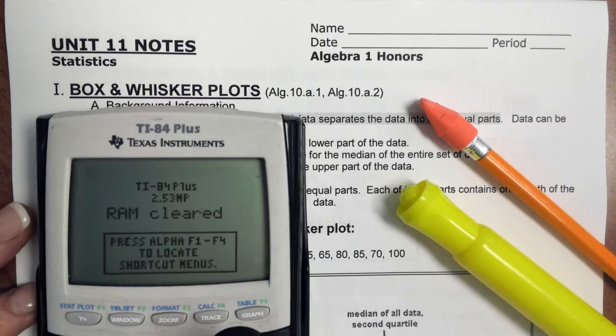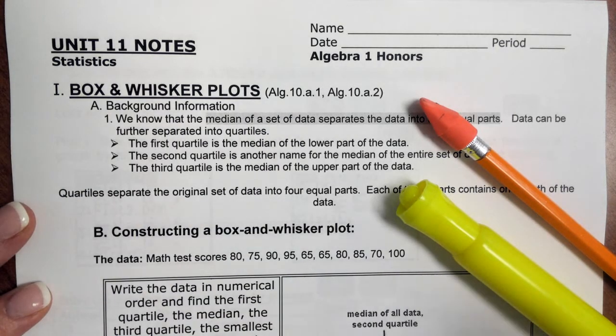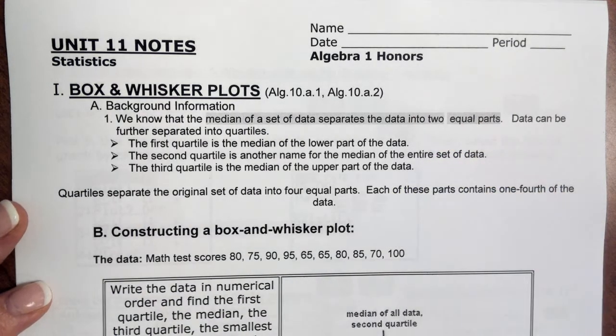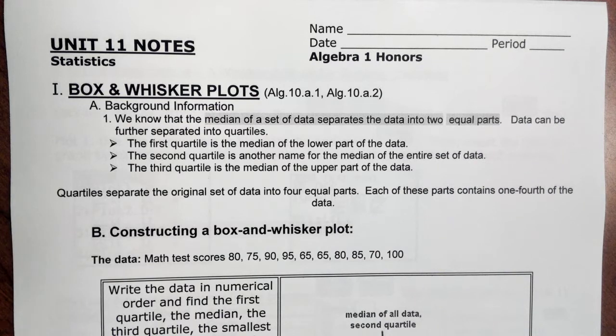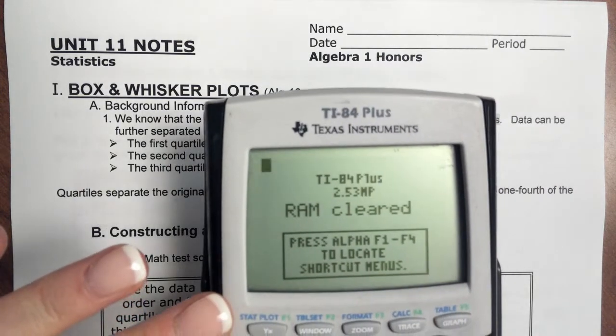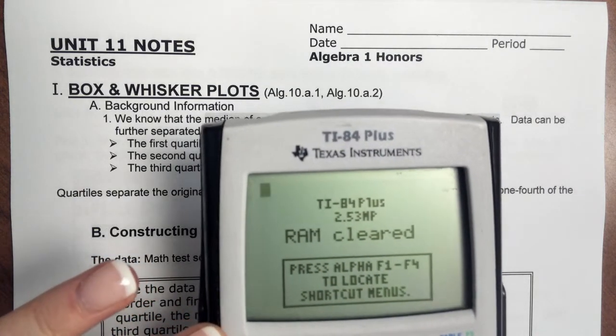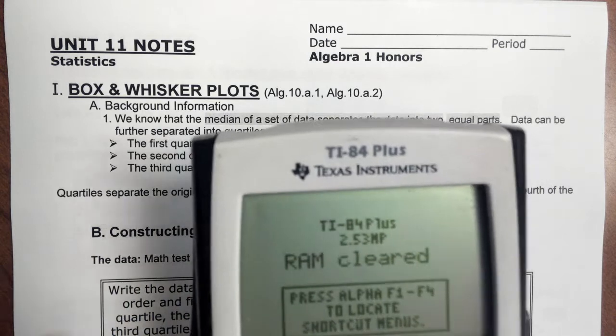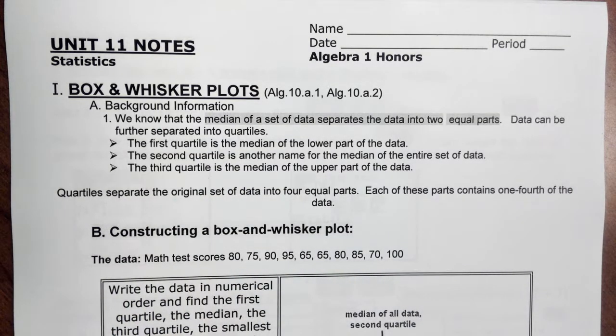All right, let's go ahead and get started. You have done box and whisker plots before. Before, you just learned kind of basic information and how to create them. Today we're going to learn a lot more about box and whisker plots and how to use our graphing calculator to create them and to gather information about them. So it's going to be a very good day.